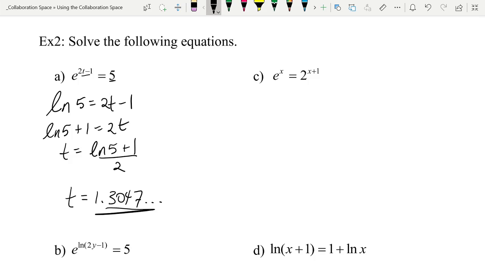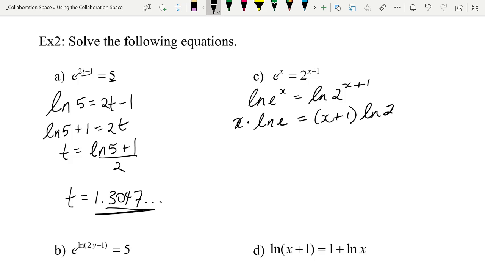Next, I am going to take the natural log of both sides of this equation. Natural log of e to the x is equal to the natural log of 2 to the x plus 1. What do I know about logarithmic equations? I know that exponents can become coefficients. So x times the ln of e is equal to x plus 1 times the ln of 2. Trippy. Now I am going to have to expand that bracket because my job is to get the x's together. I can't solve for x unless I can collect them.